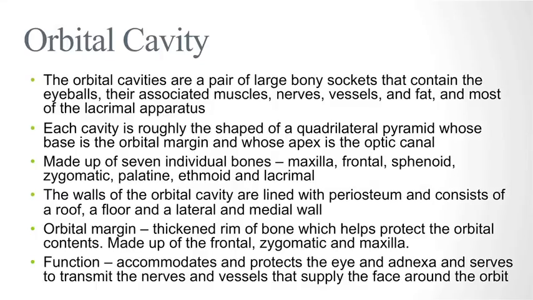The walls of the orbital cavity are lined with periosteum and consist of a roof, a floor, and a lateral and medial wall. Orbital margin is a thickened rim of bone which helps protect the orbital components. It's made up of the frontal, zygomatic, and maxilla bones. Function: accommodates and protects the eye and adnexa, and serves to transmit the nerves and vessels that supply the face around the orbit.